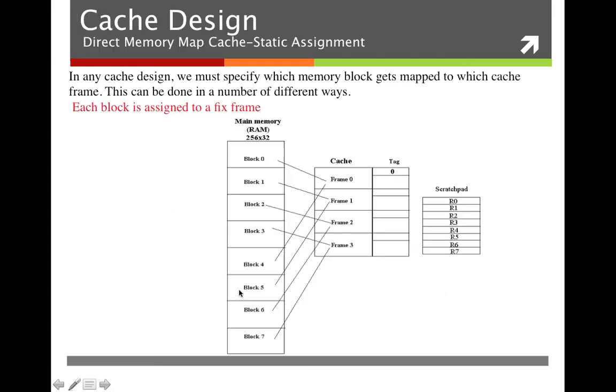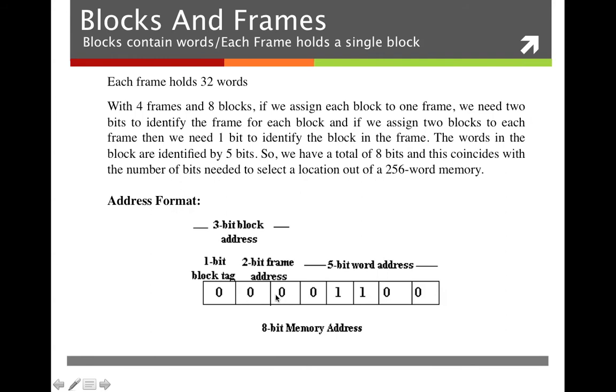As you can see, if we're in block 0 or block 4, their addresses will be separated by just the leftmost bit. So this will be 0, 0, 0, and this will be 1, 0, 0. The other 2 bits indicate that they both belong to frame 0. That's what this bit specifies here. And so in this example, we have block 0 in our frame 0.